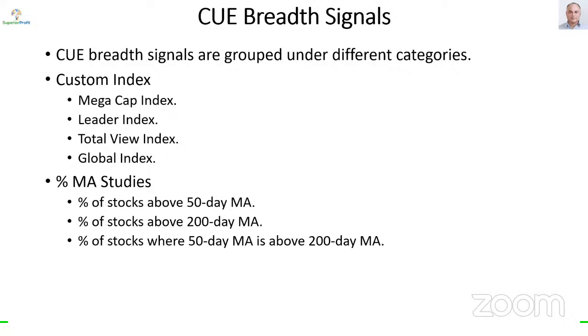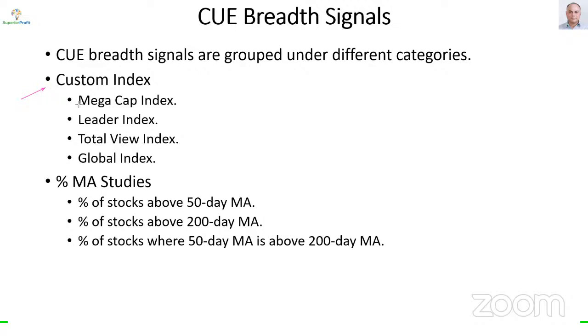Then we go through the breadth signals. First, an overview of them. Breadth signals are of different groupings. Remember, when I covered Q Global technical indicators, I classified the indicators in different classes, like extension signals, like trend direction signals, etc. Similarly, breadth indicators also are grouped under different categories.